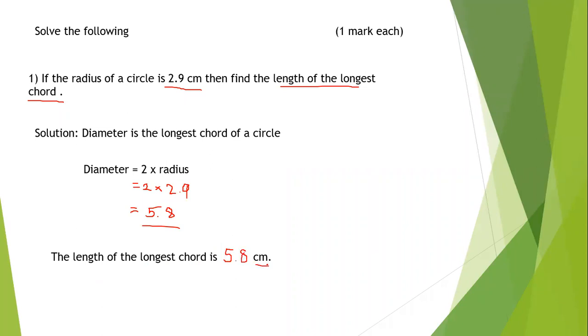centimeter. Writing of unit is also important. In the sum, the unit is given as centimeter. So we will write in the answer also, final statement also centimeter. So the length of the longest chord is 5.8 centimeter. Just go to the sum. It is 1 mark sums. So it is very easy. It requires only 2 or 3 steps for solving.